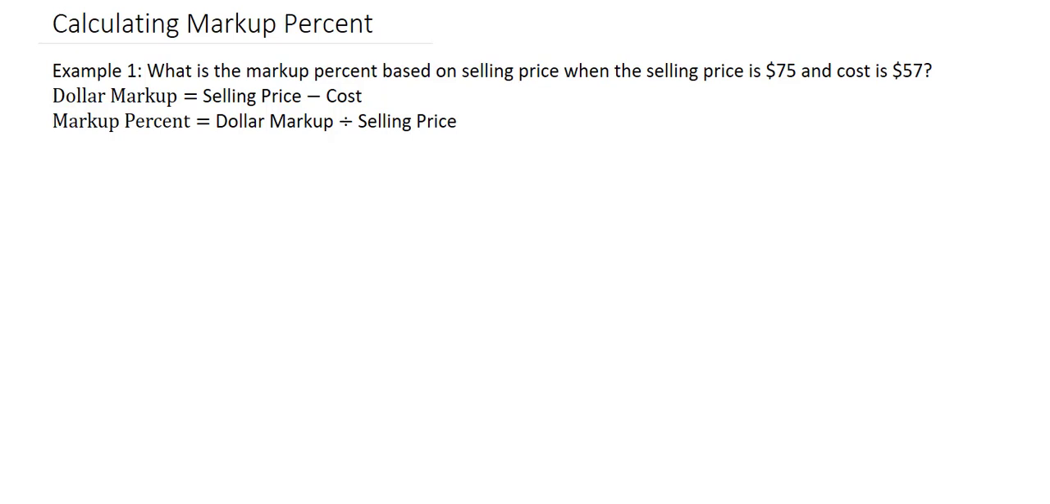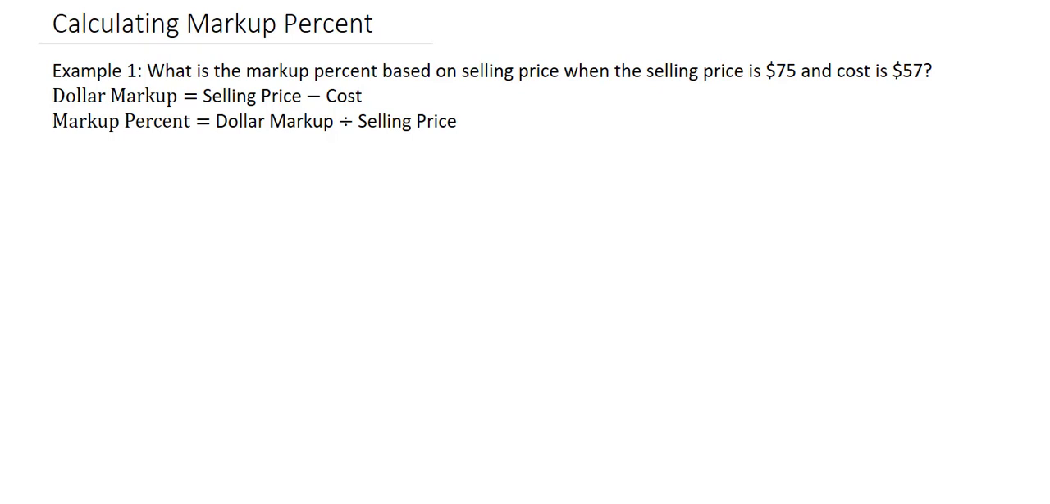Calculating markup percent. Example 1. What is the markup percent based on the selling price when the selling price is $75 and the cost is $57? So we have also the formulas below. The dollar markup is equal to the selling price minus the cost. Markup percent, which is what we need to find, is the dollar markup divided by the selling price.